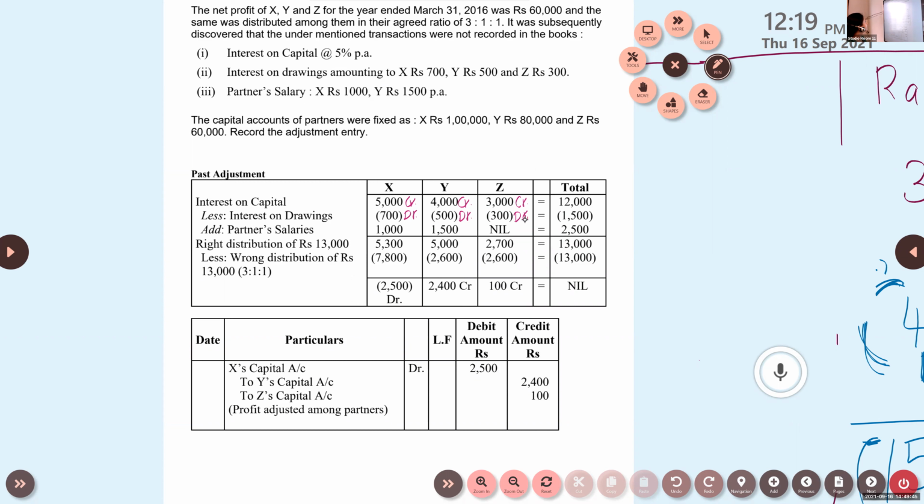Now salary. Salary is to be paid to the partner. So we will find salary in the credit side. It is received by the partner. So where to write it? Credit. CR, CR. Here salary is given only to X and Y. Special salary. Z, nothing. So nil.